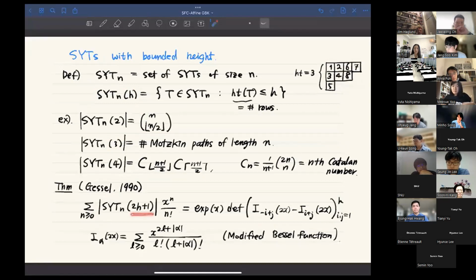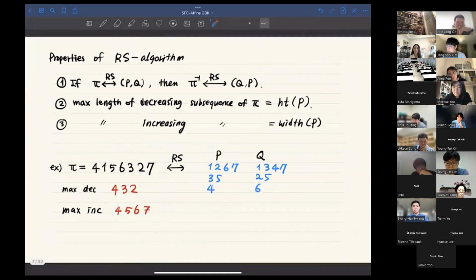And I only wrote the even odd case, but the even case is also known. Okay. And now I'm going to review some more properties of the Robinson's algorithm. I already mentioned that if pi corresponds to PQ, its inverse corresponds to QP. And the maximum length of decreasing subsequence is equal to the height of P, or number of rows, or maximum length of increasing subsequence of pi is the width of P, or the number of columns.